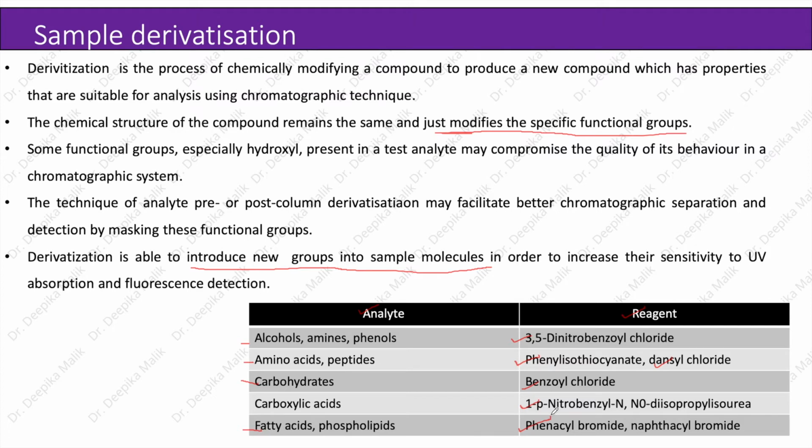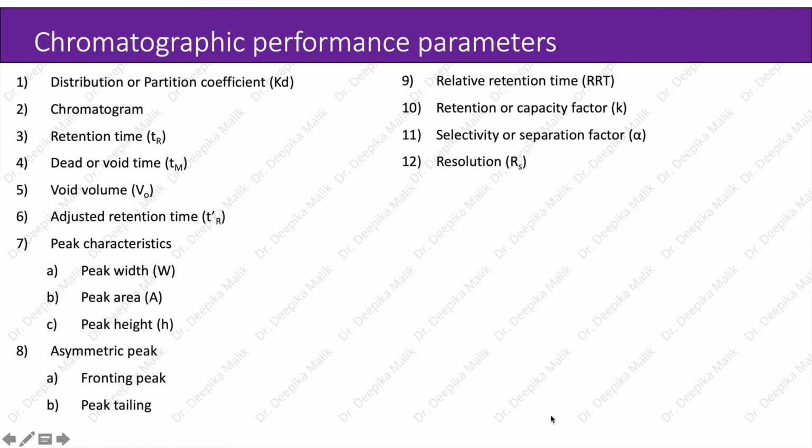Now we will be discussing the different chromatographic performance parameters. All these factors are very important from the performance point of view for chromatographic techniques. These parameters include distribution or partition coefficient, chromatogram, retention time, dead or void time, void volume, adjusted retention time, peak characteristics like peak width, peak area, peak height, asymmetric peaks including fronting peak or peak tailing, relative retention time, retention or capacity factor, selectivity or separation factor, and resolution. Now we will be discussing all these parameters one by one.